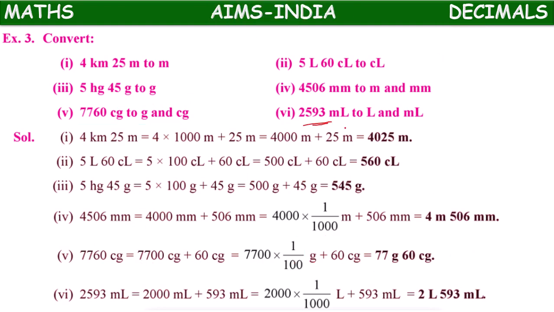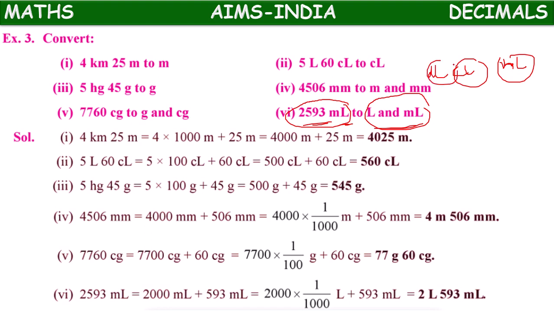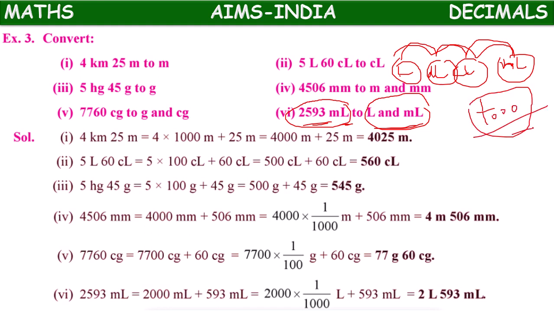Next, 2593 milliliter. Milliliter to liter and milliliter. So we have milliliter, milliliter before centiliter, centiliter before deciliter, deciliter before liter. Means for moving from milliliter to liter, from lower to higher, we have to take 3 jumps. Means we have to divide by 1000. As we want to divide by 1000, from the given number, the 1000's place we have to separate.